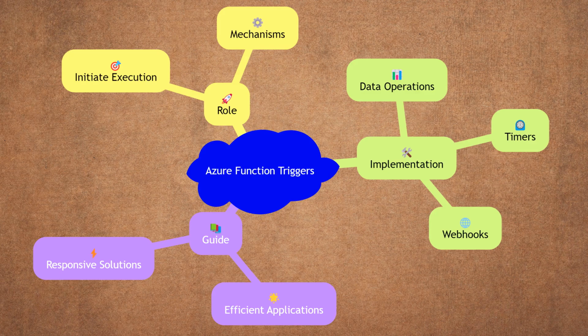In the realm of Azure Compute Solutions, function triggers play a pivotal role. They are the mechanisms that initiate the execution of Azure functions. Understanding how to implement these triggers using data operations, timers, and webhooks is crucial for developing efficient and responsive applications. This presentation will delve into the various aspects of function triggers, providing a comprehensive guide on how to leverage them effectively in your Azure solutions.